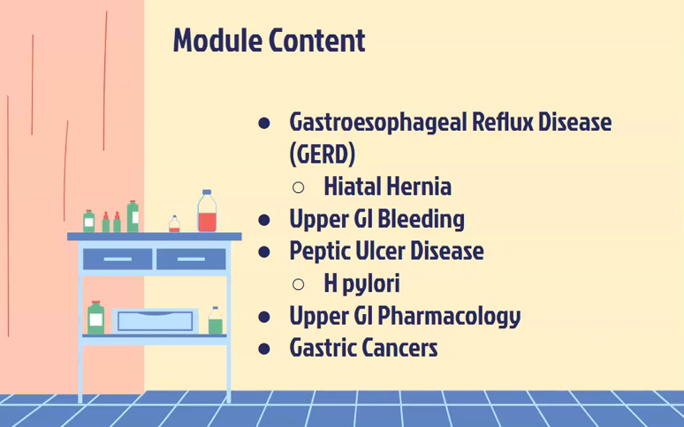The disorders we're going to cover are gastroesophageal reflux disease, commonly known as GERD. We'll talk about hiatal hernias and how they are associated with GERD. We will look at different types of upper GI bleeding and what disorders are related to or cause the upper GI bleeding. We'll look at peptic ulcer diseases and the types of ulcers included in this disease. And we will also look at H. pylori bacteria and how it plays a role in the development of peptic ulcer disease. We will also look at some upper GI pharmacology and round out the lecture with gastric cancers.